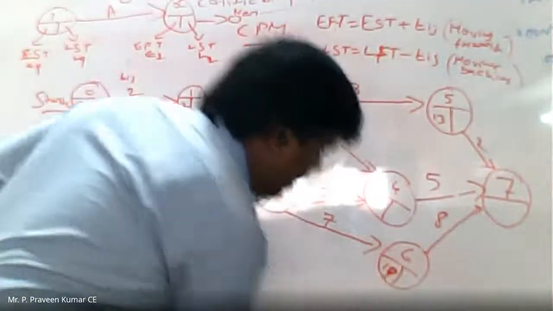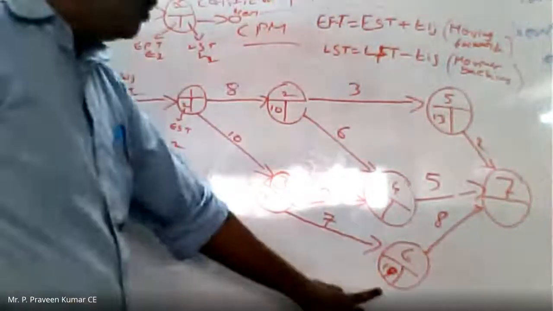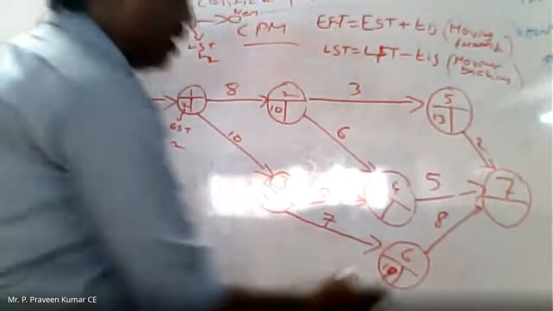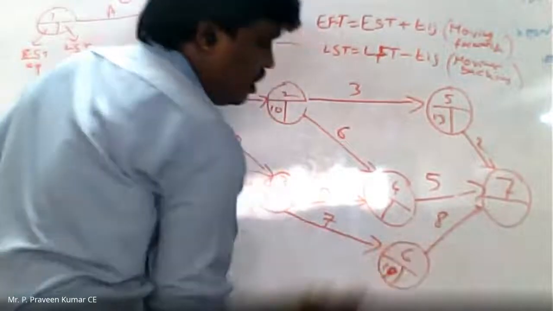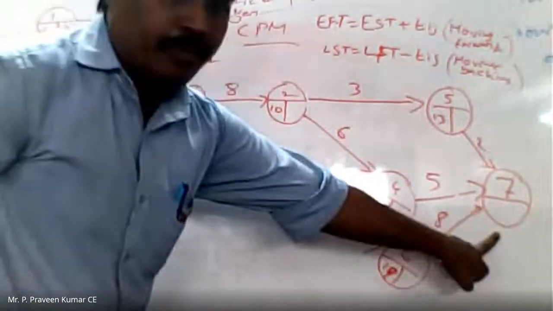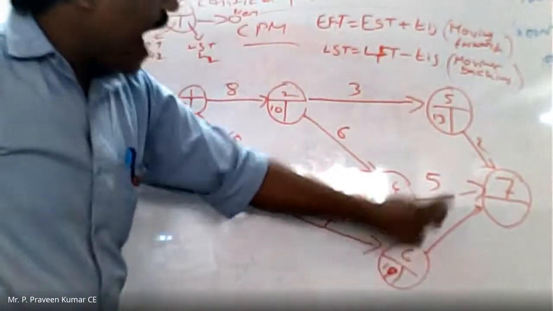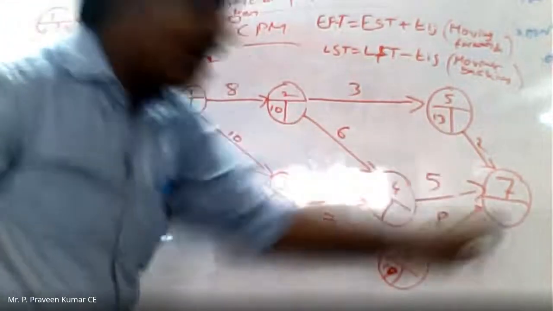19. Okay, 12 plus 7 is 19. Now this activity is also over. Now coming to 6 to 7. See, here again there will be a problem. Now three activities are merging on the same node.